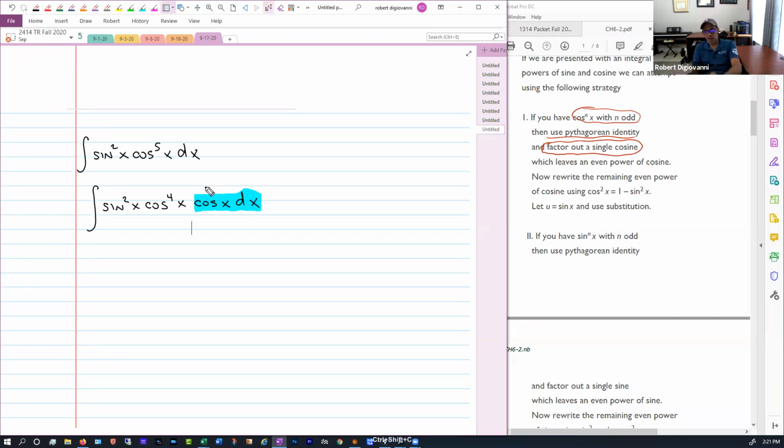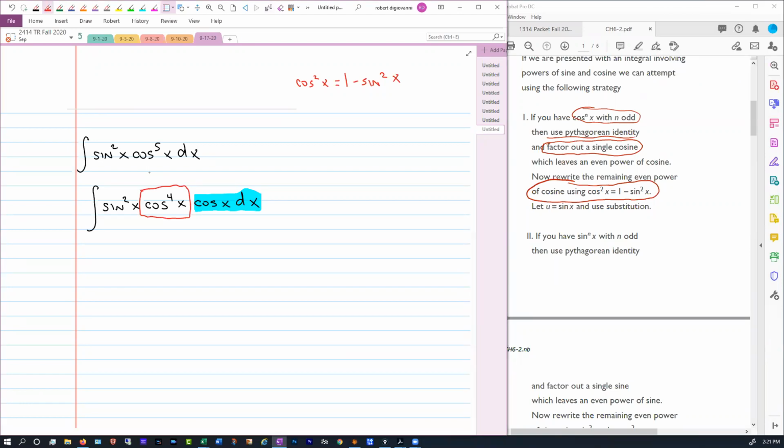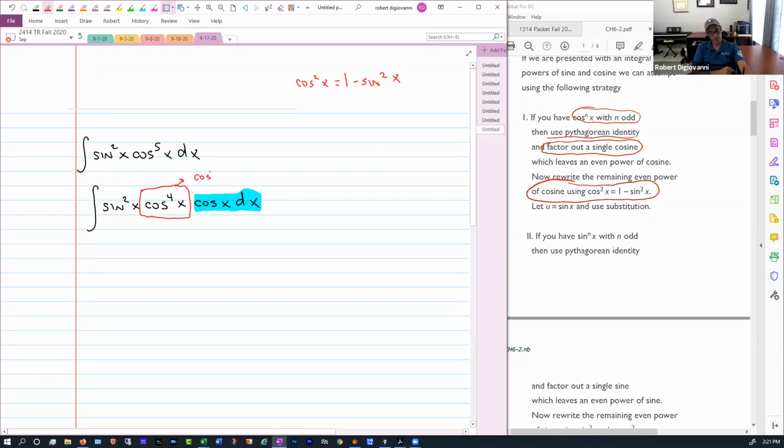All right, once we peel that out, we're going to rewrite the power of cosine using the Pythagorean identity, but this time solving for cosine squared. So cosine squared x equals 1 minus sine squared x. I'm going to go ahead and do that to rewrite this. But that's cosine to the fourth. So I've got to do cosine squared squared, right? I've got to make this cosine squared x squared.